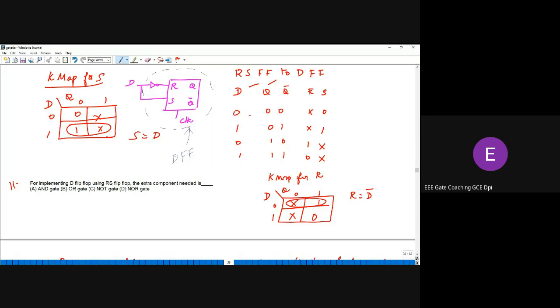So now tell me, for implementing a D flip flop using an RS flip flop, what is the extra component needed?